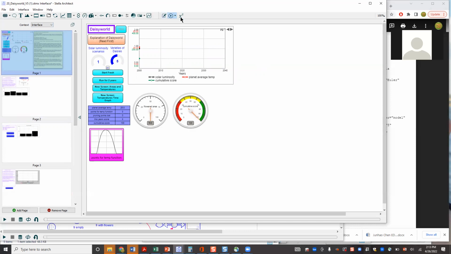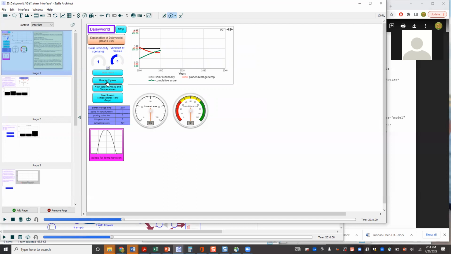So again, what we're actually looking at as we run this model is the temperature of the Earth, the cumulative score, and the sunlight coming in. So let's go ahead and click run, and it's going to run for 2 years. And you can see immediately my average planetary temperature is going down. Because I'm running scenario 1, my solar luminosity is at 1, and presumably it's going to stay at 1 because it doesn't change in my first scenario. It's just constant the whole time. But let's go ahead and run it for another 2 years. And you can see my planetary temperature is dropping pretty rapidly.